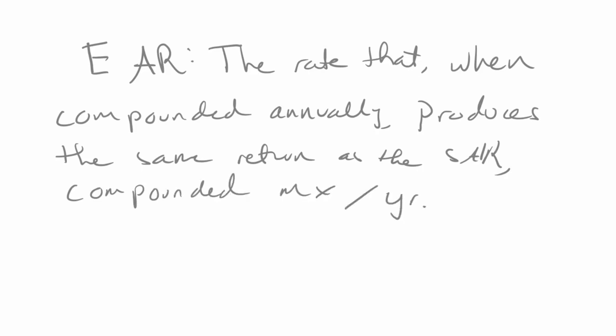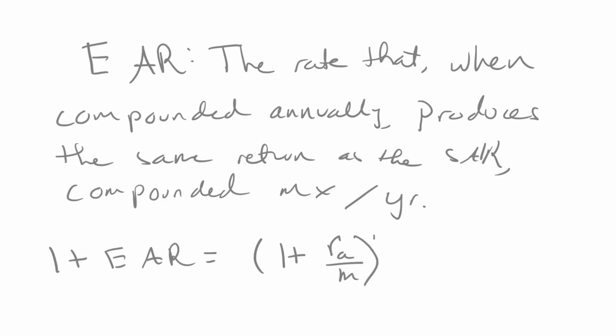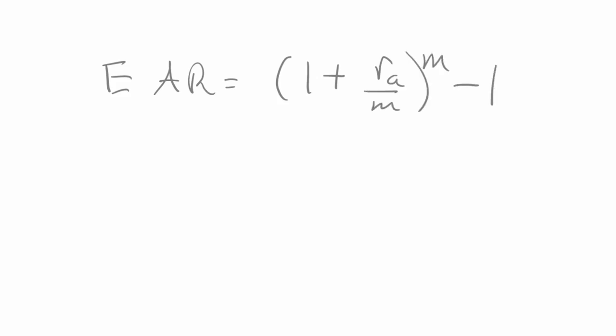So it's very simple. EAR solves 1 plus EAR equals 1 plus, remember R sub A is our SAIR, divided by m to the mth power. This is RA. So that's just the effective annual rate. So we can always solve for the effective annual rate. EAR is 1 plus RA over M to the M, minus 1.